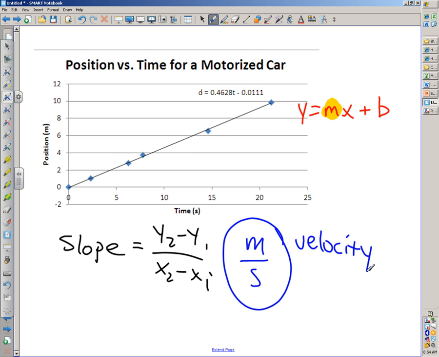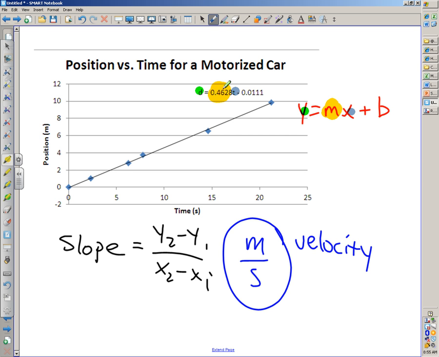Right? Going back to our slope-intercept form, y equals mx plus b. Here's our equation for our line, right? But remember, we changed y into what? d for distance, right? And then we changed x into t. Meaning, for this line in particular, the slope of this line is equal to 0.4628. Good with that? So the slope of this line is 0.4628.